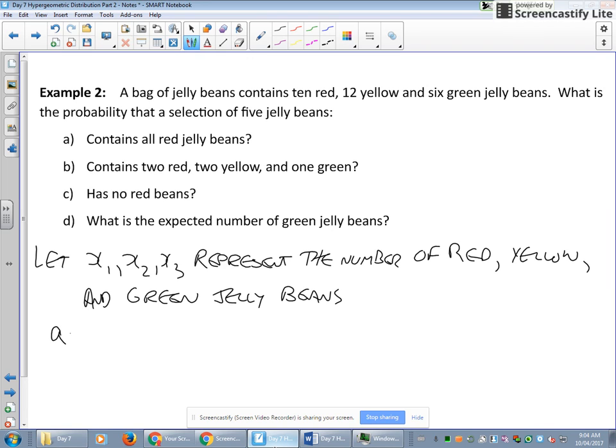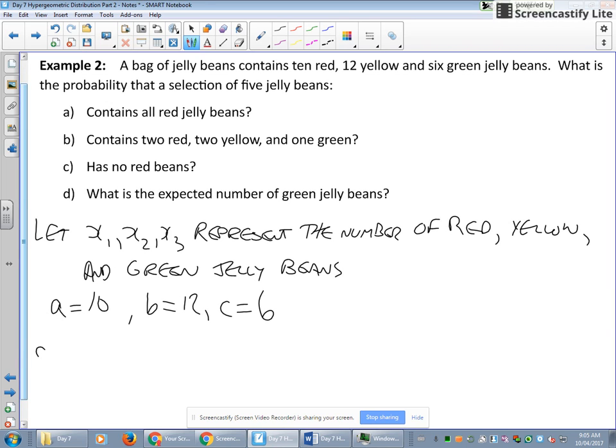So our A represents the total number of reds, and there are 10 of those. Our B represents the total number of yellow, of which there are 12. And our C represents the total number of green, of which there are 6. Those are our A, B, and C.